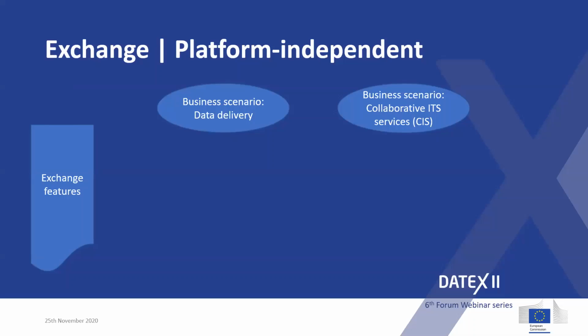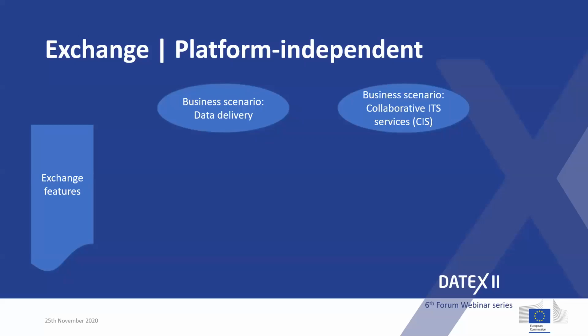Whereas the other scenario we've defined, collaborative ITS services, is a richer scenario where you have to invoke a service and get some feedback on that service. So that scenario is more suited to achieving traffic control, not just data publication, but control and collaboration across parties, for example, for traffic management.